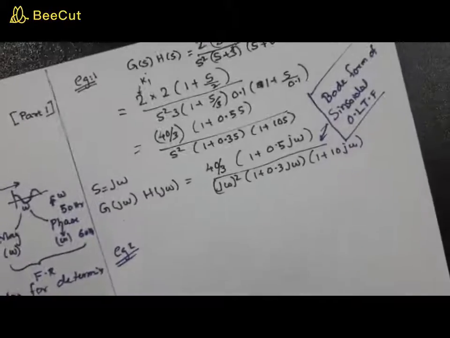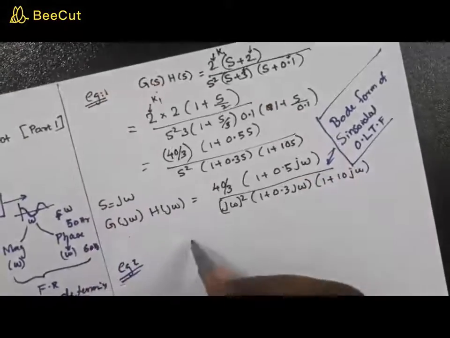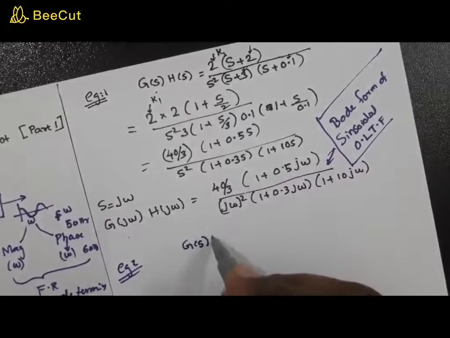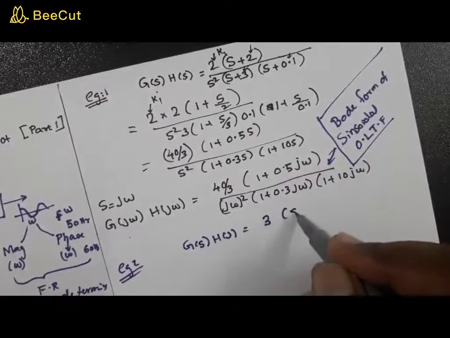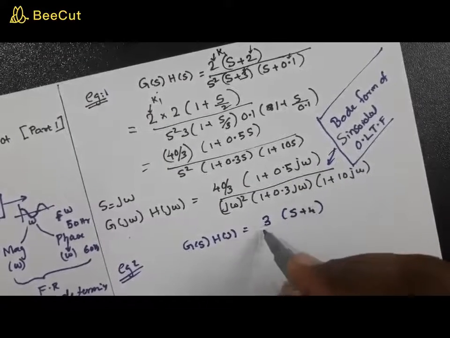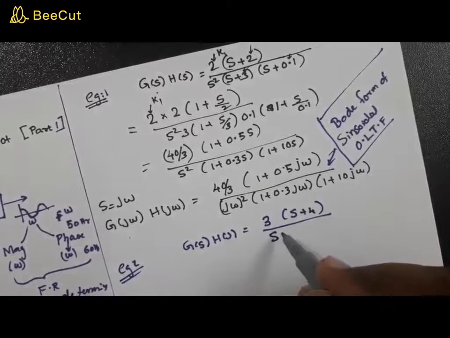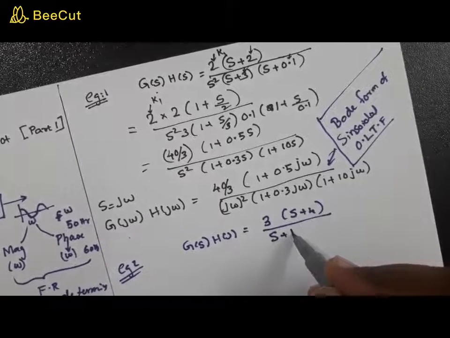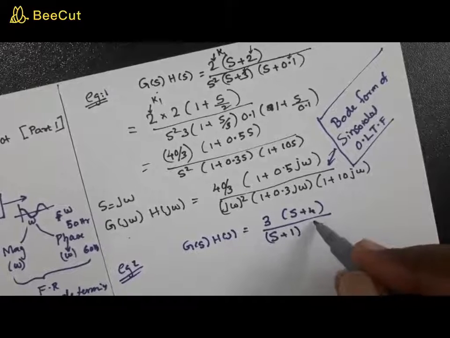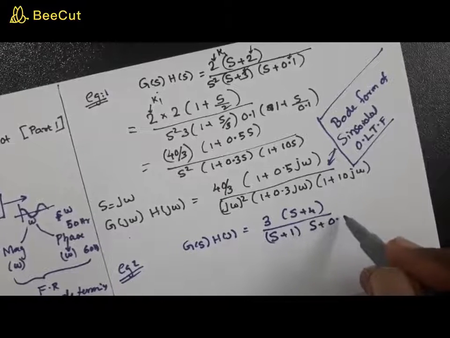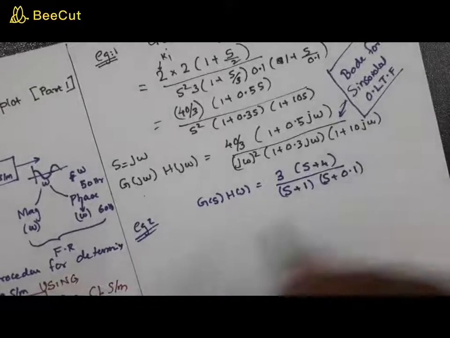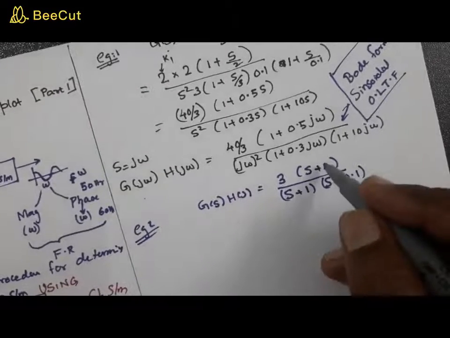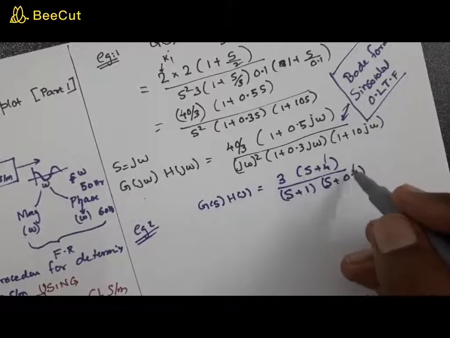So I'll give you one more example. Call the earlier one example 1 and this example 2. A simple one: G(s)H(s) is equal to 3 into (s plus 4) divided by (s plus 1) into (s plus 0.1). Okay, now in this case what you need to do is, the first step is bring all the constants outside.